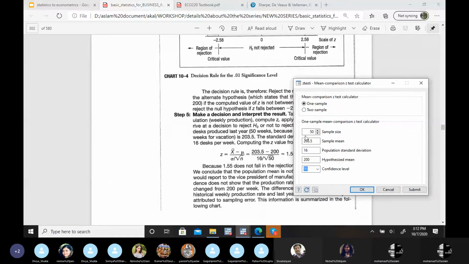50 is the sample size. First, you have to select one sample because it's a case of one sample, right? The sample mean is 203.5.